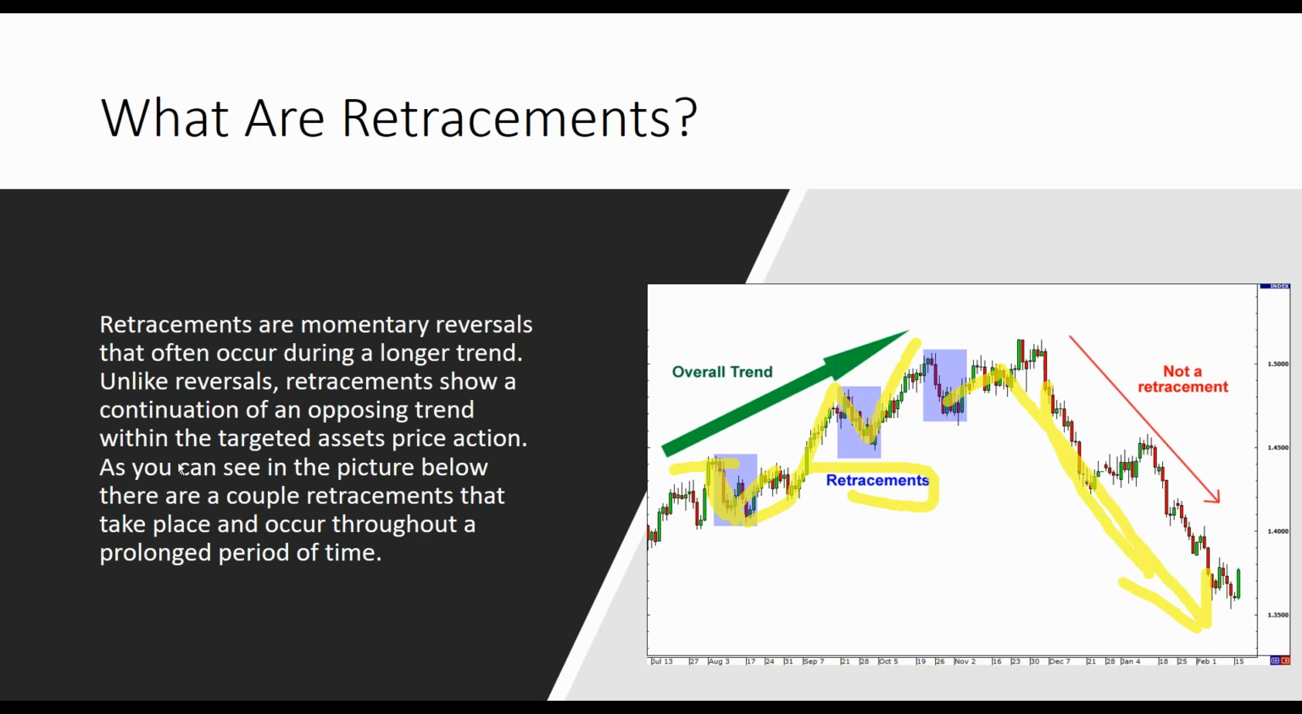Now, again, unlike reversals, retracements show a continuation of an opposing trend within the targeted asset's price. So one of the first rules that we look at in a retracement is each retracement can't make lower lows than the previous retracement. So here we had a retracement of this price move up. It eased back down to here. When the price moves up again, if it's retracing, it cannot ever come below this level.